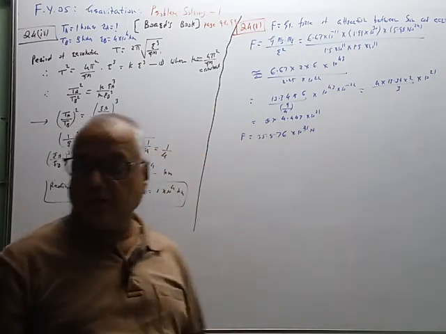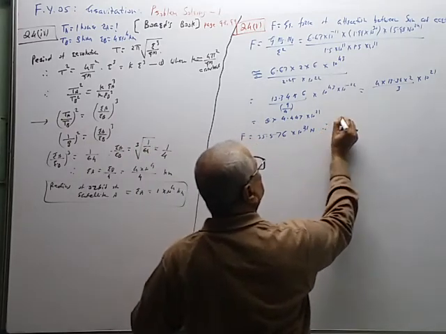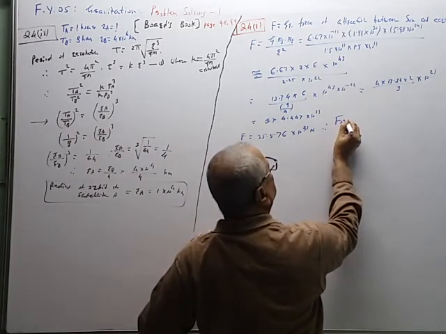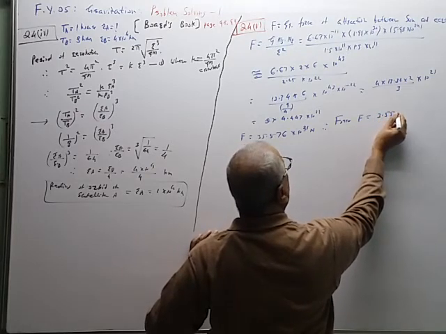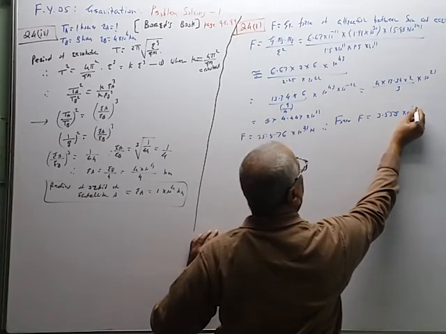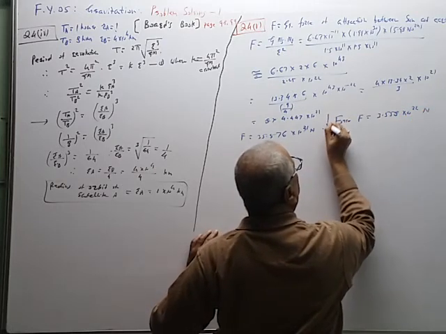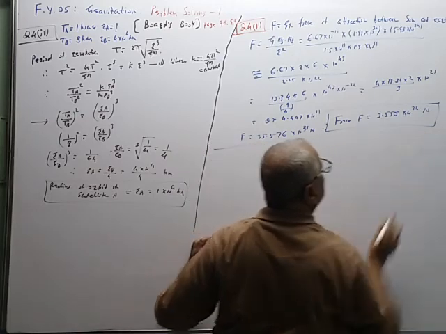Force is measured in Newton. So answer will be 3.55. Therefore force F is equal to 3.558 into 10 raised to 22 Newton. The force of attraction between the Sun and the Earth is this much.